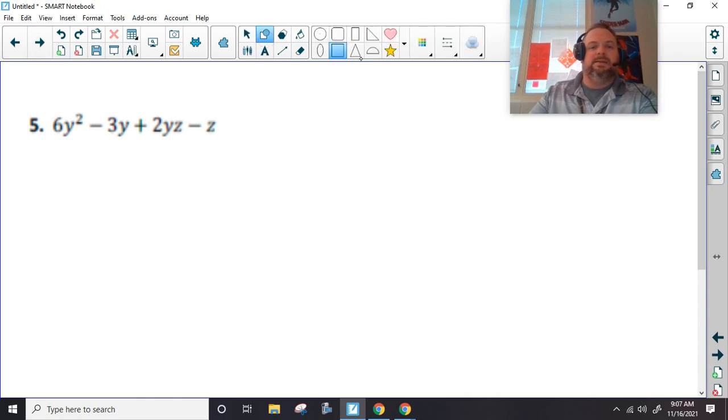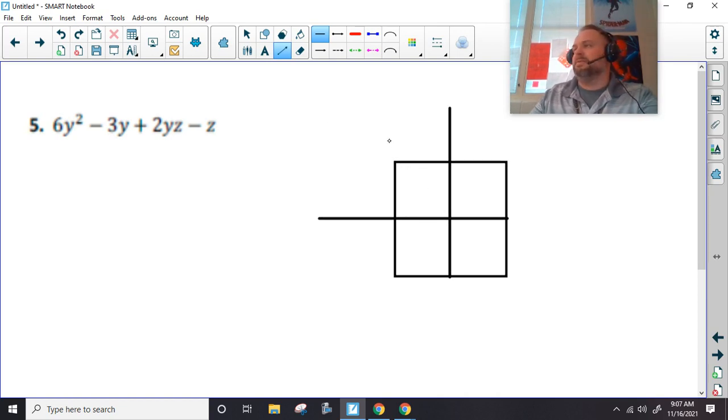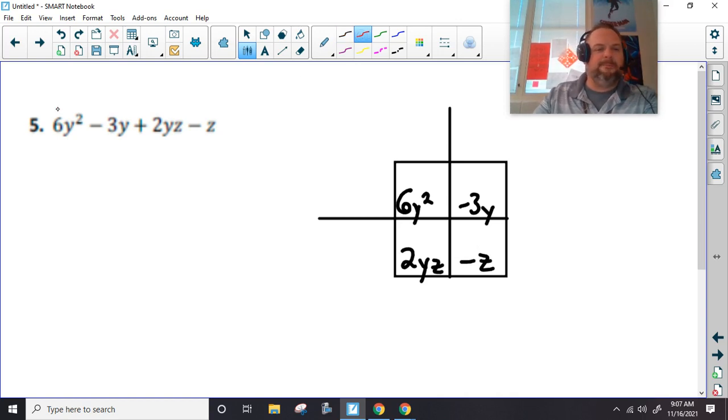Okay. All right. Get this set up here. I had a student one time tell me they can't do the box method because they don't know how to draw a box in a straight line. I'm like, me either. All right.